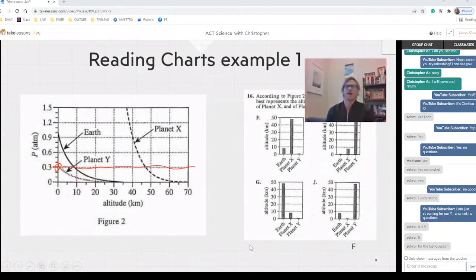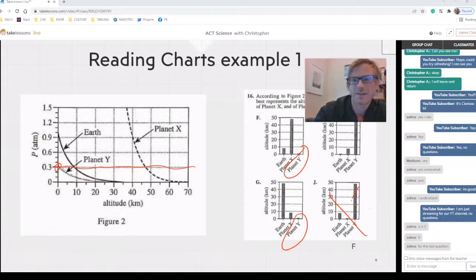Sorry. Yeah, so they want to know which of these bar graphs represents the altitude when the pressure is 0.3. So the altitude for planet Y appears to be 0, which seems to match this one and this one, but does not seem to match this one and this one. So you can cross those two out. So it's going to be F or G.